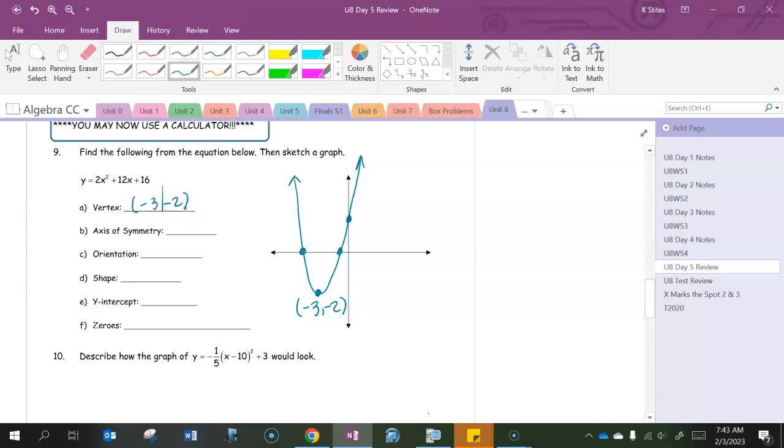Axis of symmetry is always x equals, and it's always the x coordinate of your vertex. Okay, so there you go. Orientation, we can clearly see this opens up. You also knew that because this was a +2, and because it's a 2, this is also narrow because that's more than 1.